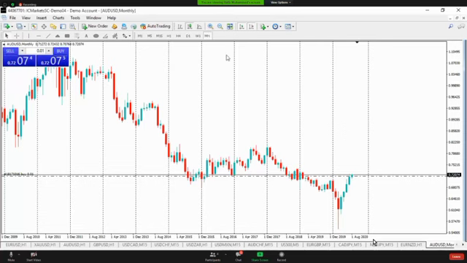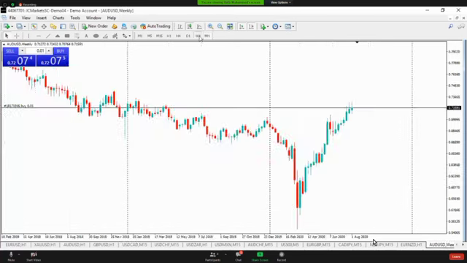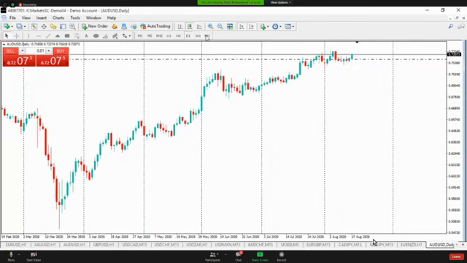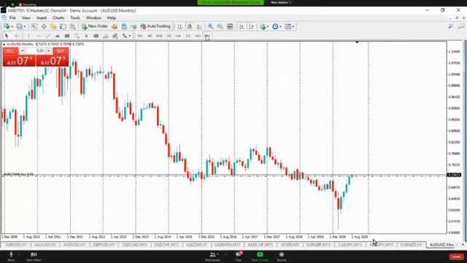We start with the monthly, thereafter we go to the weekly, thereafter we go to the daily. So these are the time frames that we are going to be watching for the direction bias. You understand? Hope I'm clear.